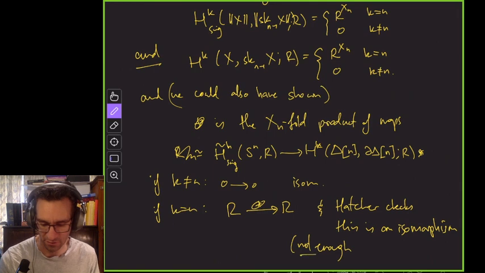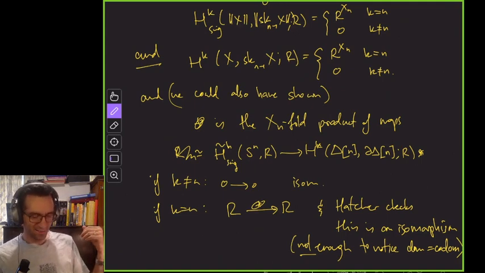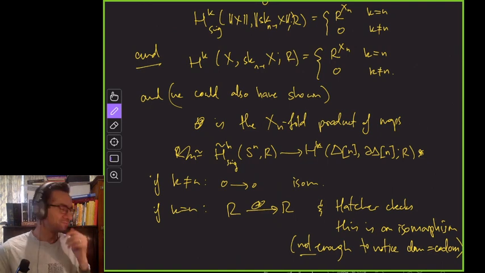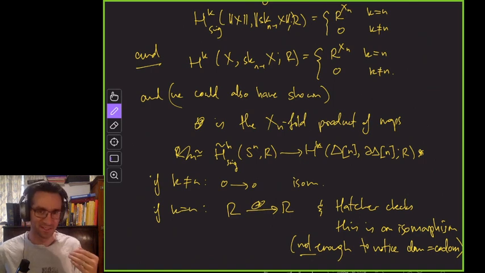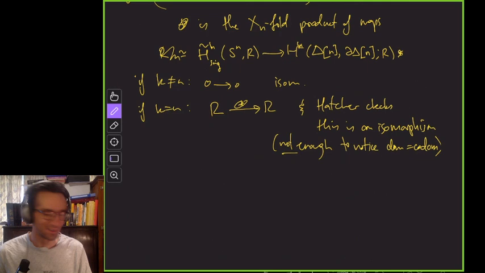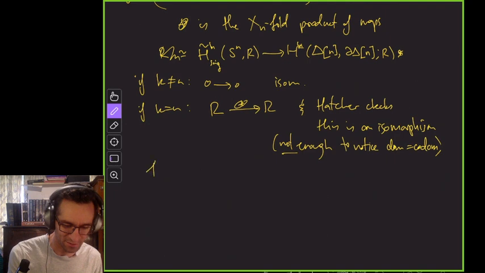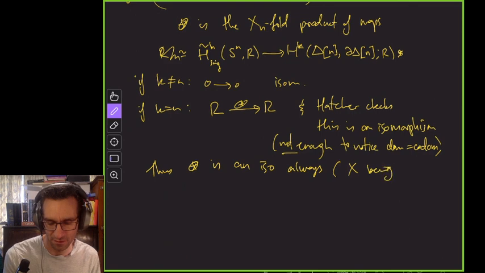So it's not enough that the domain equals the codomain, right? Because there are lots of maps from like R^n to R^n which are not isomorphisms. There are lots of homomorphisms from Z to Z which are not isomorphisms. In fact, only two maps out of the infinitely many are isomorphisms. Okay, so thus star is an iso, always, for X being n-dimensional.